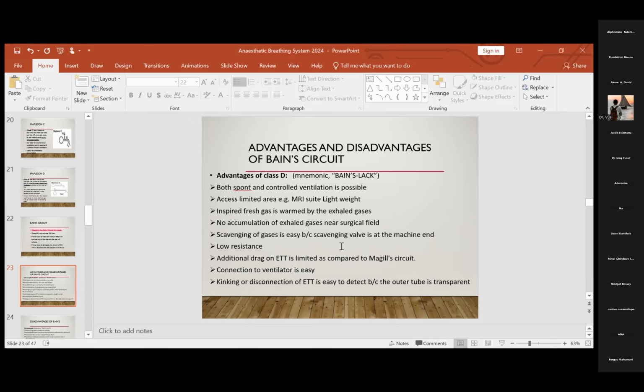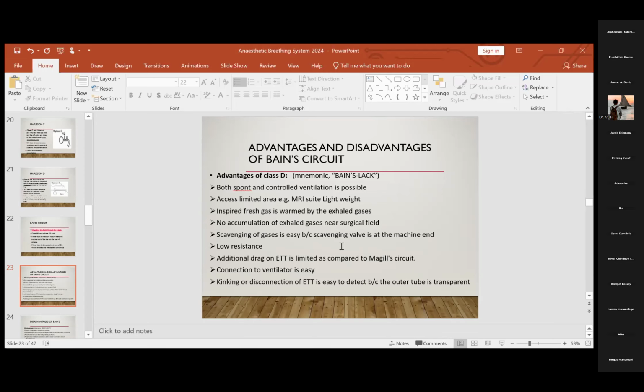All you need to do is to change your APL valve either to open or to close. It has access to a limited area, especially if you want to do sedation for MRI. Inspired fresh gas is warmed because it has two tubings. The inspired gas is warmed by the warm expired gases. There's no accumulation of expired gases close to the surgical field. It has a good scavenging system, low resistance.